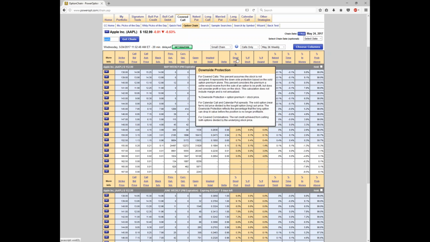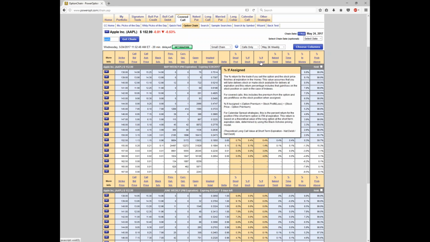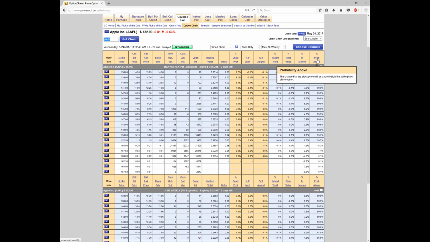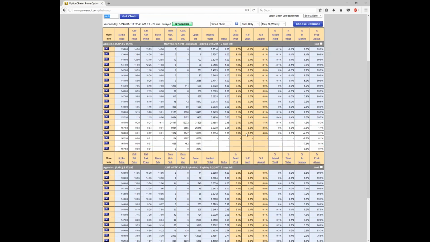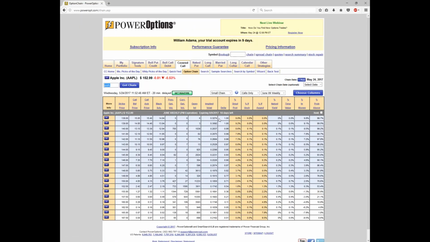The downside protection: how far the stock can drop as a covered call position before you're starting to lose money on the trade. The percent return if unchanged: if you're at the money or slightly out of the money, what is the yield you'd expect if the stock remains at the same price. And most importantly, the percent if assigned. Combined with the other columns you can select, delta, probability above, this allows you a quick comparison across different strikes and different expirations to quickly evaluate which covered call would be the best for your trading plan and for your needs.